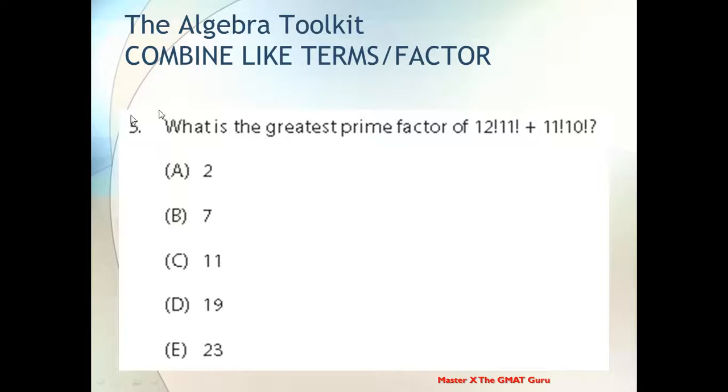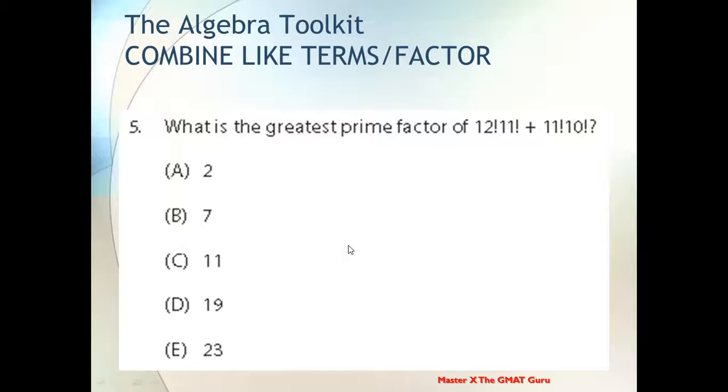And the problem is problem 5, one of the many problems from past GMAT exams, which states the following. What is the greatest prime factor of 12 factorial times 11 factorial plus 11 factorial times 10 factorial? Hope you do remember what a factorial is. If not, take one of my lessons and you'll find out. And the answer is either A) 2, B) 7, C) 11, D) 19, or E) 23.